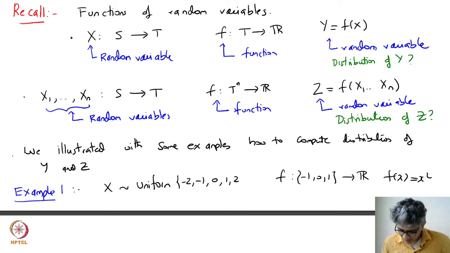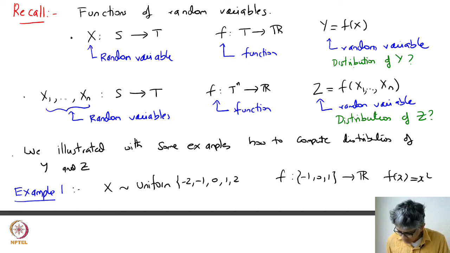Then the second topic was, if I had a collection of n random variables, I could take a function f from T^n to R, and I could understand the random variable Z, which is a function of X1 through Xn. So now Z also is a well identified random variable. And depending on how nice the function f is, one can also try to understand the distribution of Z. So we illustrated this with some examples, how to compute the distribution of Y and Z.